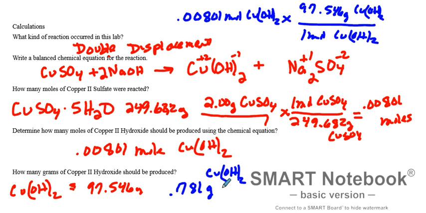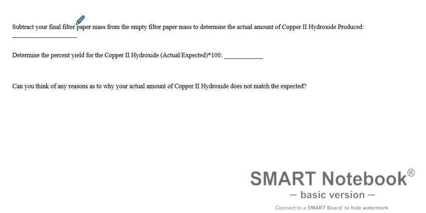Okay. Now let's finish up this video with getting our actual yield. Now I'm going to subtract the beginning mass of the filter paper from my final mass. So I'm going to take 1.42. I'm going to subtract 0.90 from that. And I'm getting 0.52 grams of copper hydroxide that I produced in my experiment.